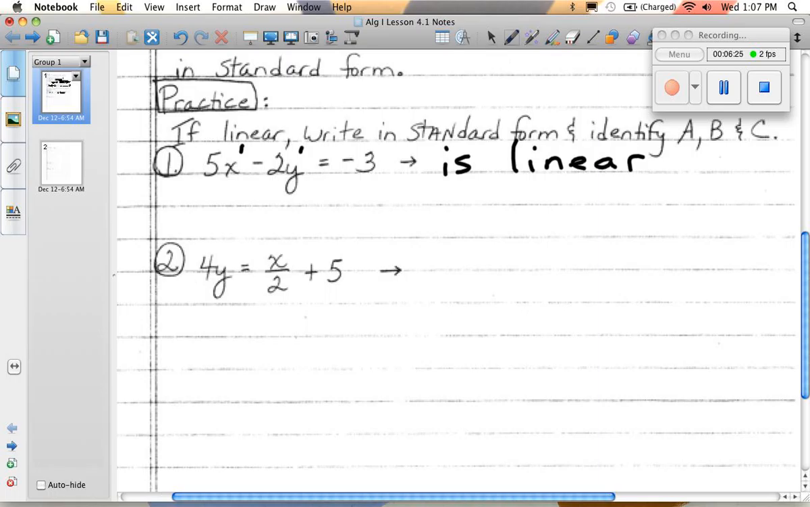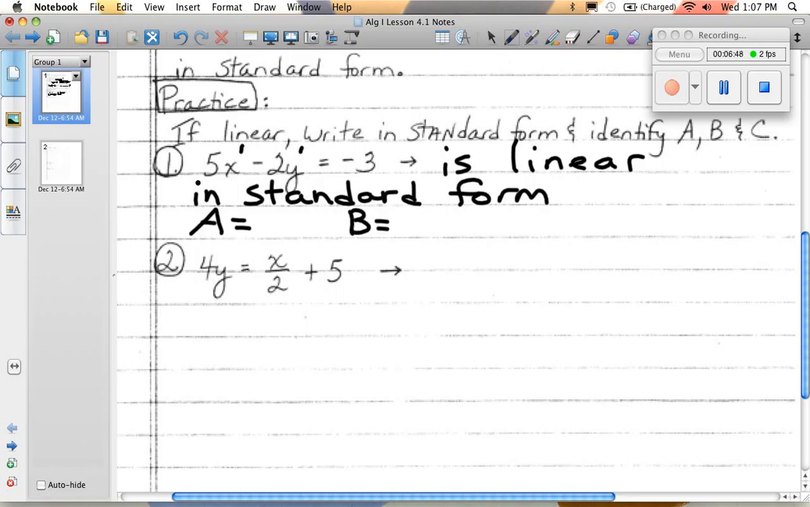Well, if it is linear, then they said put it in standard form. Looks like it's already in standard form, isn't it? So we could say it's already there. We don't have to work any harder than that. And once it's in standard form, identify your A, your B, and your C.